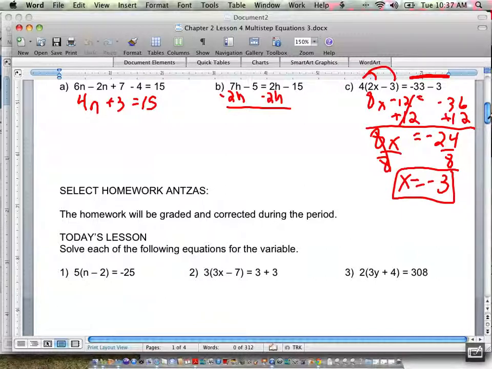Okay. Under today's lesson, I want to see everybody try number 1. And then we're going to skip a couple and go forward. Actually, we'll do 1, then 2, and then we'll go forward.